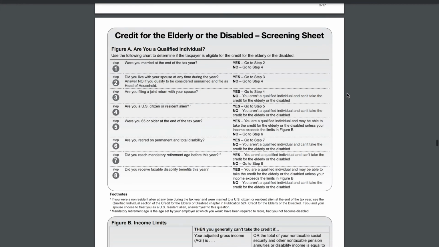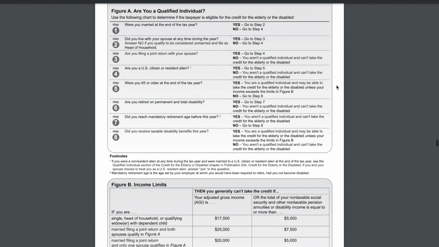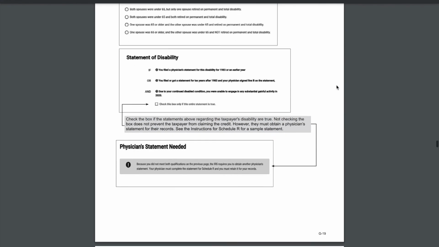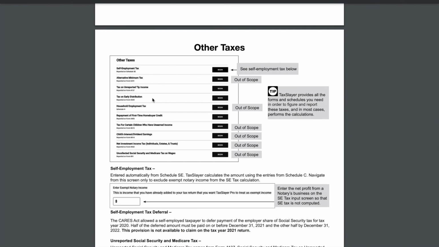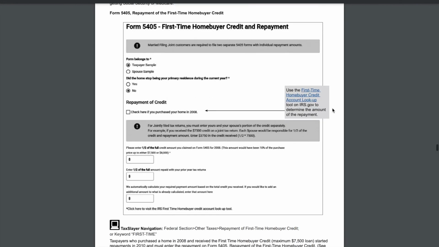So here, now it's going to talk about the credit for the elderly or disabled. So this is also something that could be important for you. So there, showing you how to enter stuff into TaxSlayer. Okay, so we're coming down the home stretch here with tab H. And this is where they can report different types of taxes that they've paid throughout the year. And as you can see, much of this page here is out of scope. So again, be sure to proceed with caution.